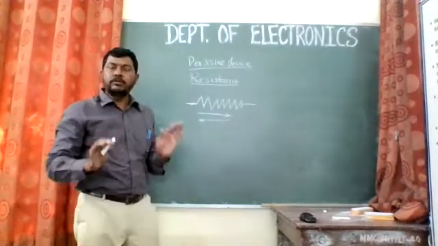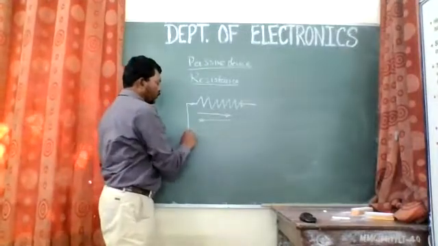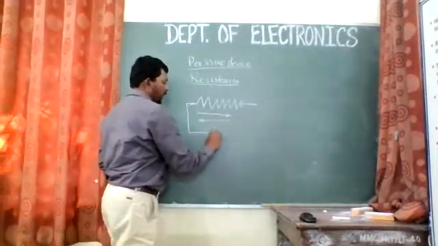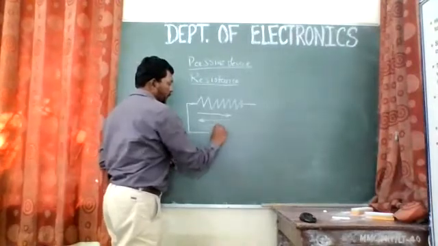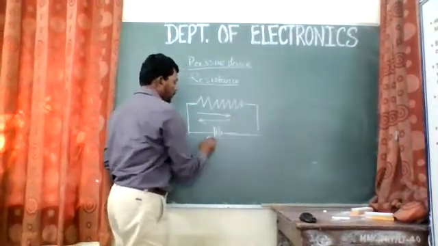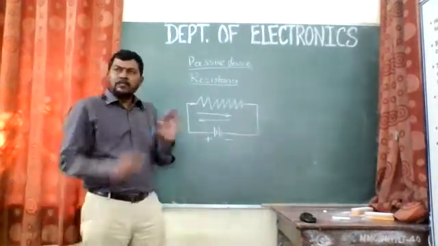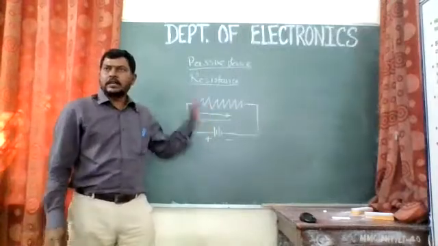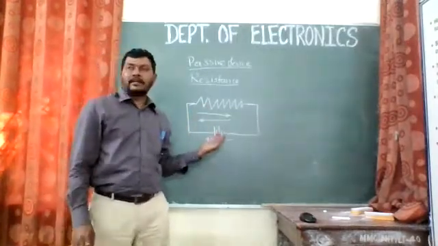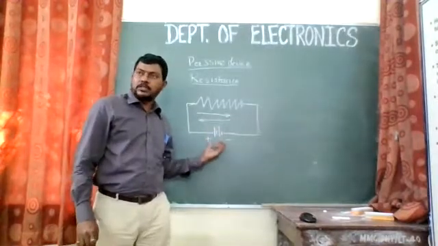Now, if I give a small connection to this and try to make a circuit, so if I apply a supply, a battery, to this resistance, it will appear like this. So this is positive and negative, right? So I have made a simple circuit of a resistance connected to a battery, or a DC supply.